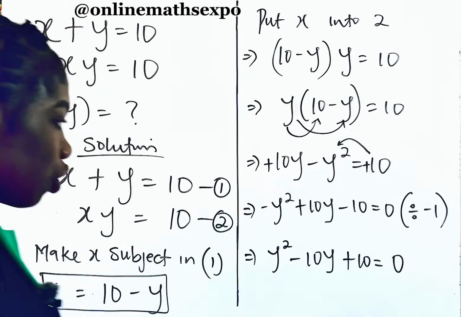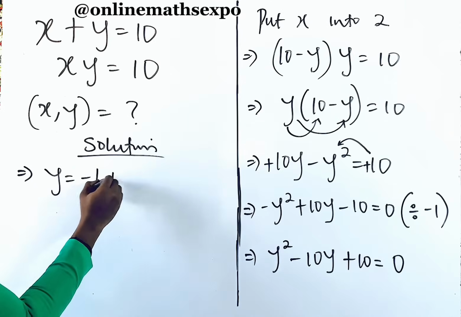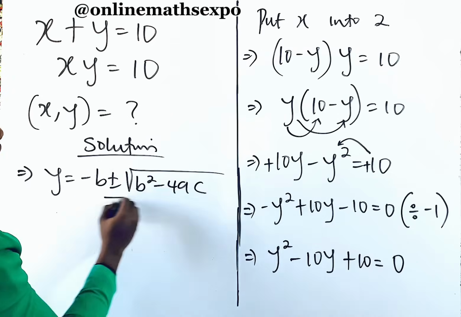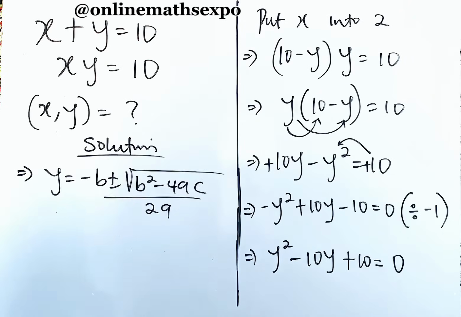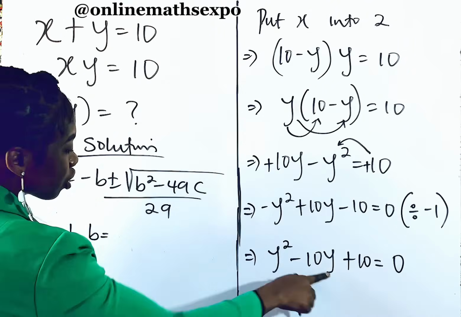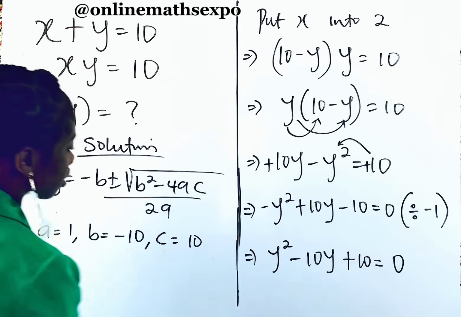And let's continue. In that case, we are going to have our y is negative b plus or minus the square root of b squared minus 4ac divided by 2a. Now your a is always the coefficient of y squared, which is 1. Your b is the coefficient of y, negative 10. And your c is this constant 10.